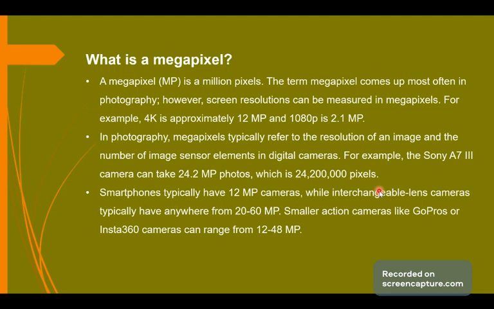For example, a Sony A7 III camera can take 24.2 megapixel photos, which is 2 crores 42 lakhs pixels. Smartphones typically have 12 megapixel cameras, while interchangeable lens cameras typically have anywhere from 20 to 60 megapixels. Smaller action cameras like GoPros or Insta360 cameras can range from 12 to 48 megapixels.